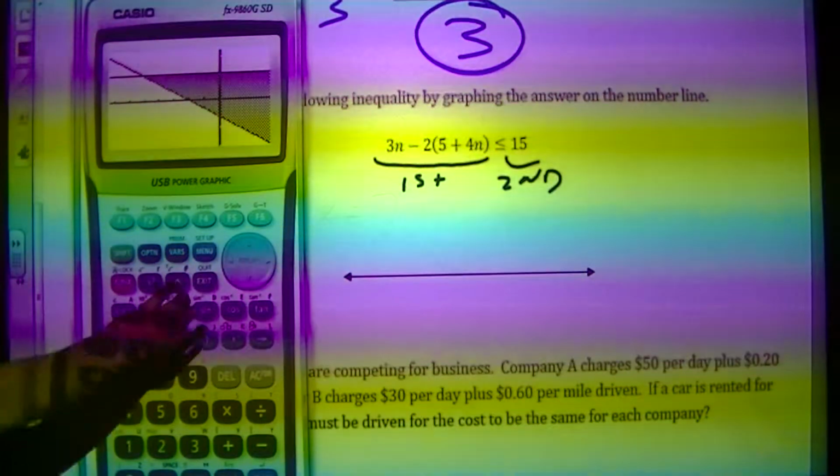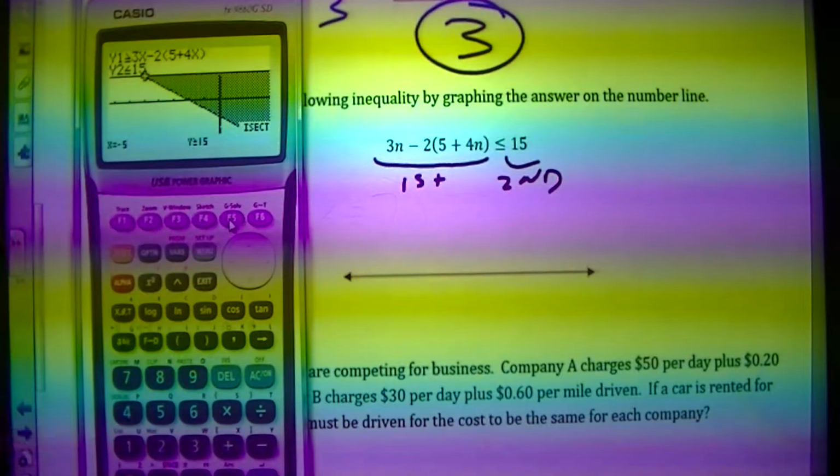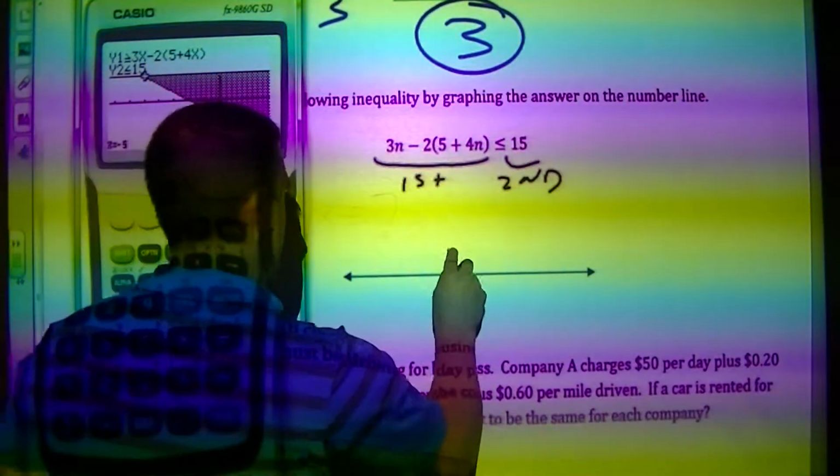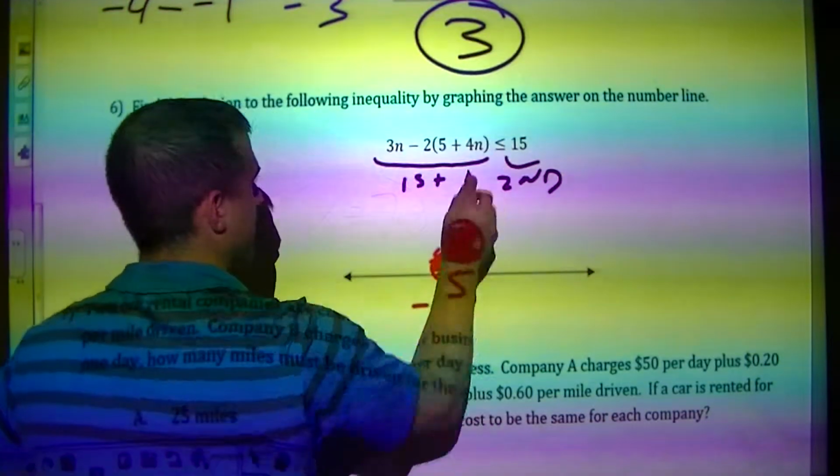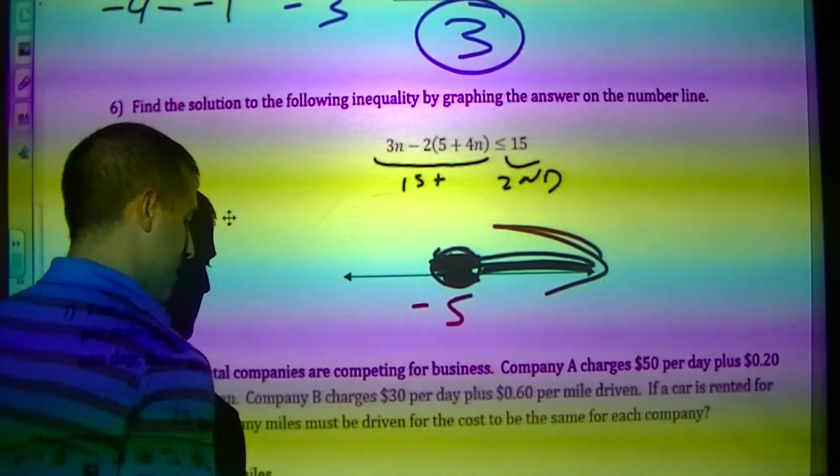So what I'm going to have here is G-solve intersection. I've got -5 and it goes to the right. So it's -5. And I'm going to have a filled in circle because that's an equal sign, and I'm going to be shading that way.